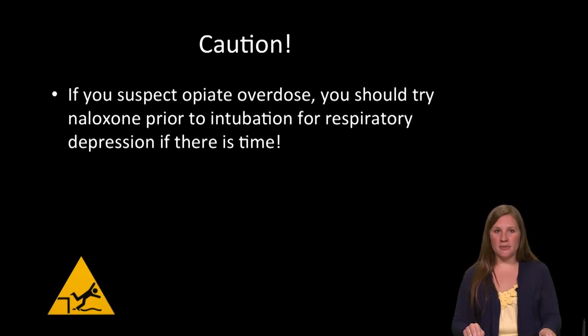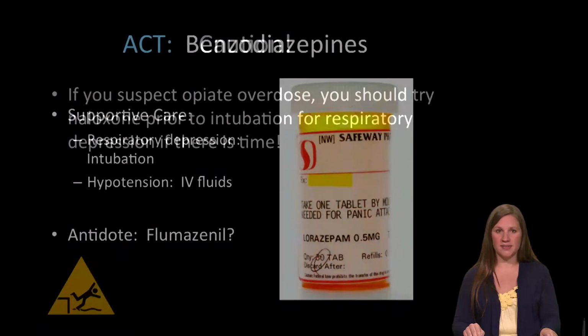And it's also important to remember that if you suspect an opiate overdose, you should try naloxone prior to intubating the patient for respiratory depression if there is time. Oftentimes, giving naloxone will completely reverse the patient's opiate overdose and prevent you from having to intubate the patient.